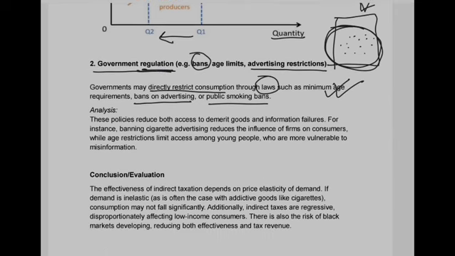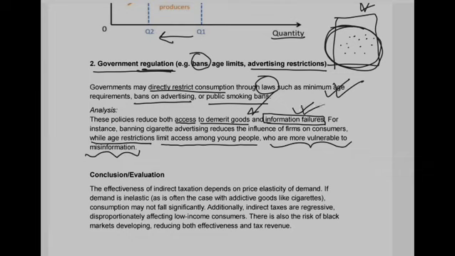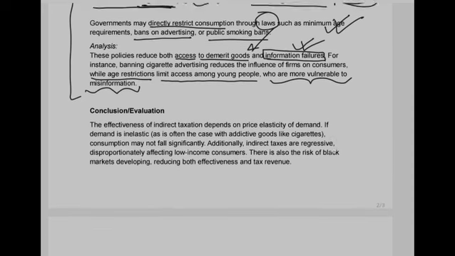Now, what does that do? It has two purposes. It reduces the access to demerit goods through the laws and bans, and it also causes the problem of information failure to go down by creating more awareness. Also, age restrictions are limiting the access to young people because they are more vulnerable to misinformation, again solving the problem of information failure. This was the analysis part of our second point.